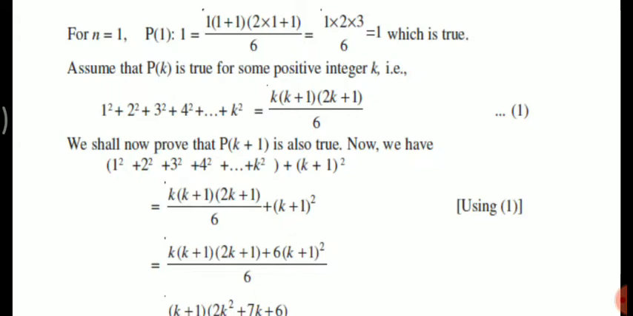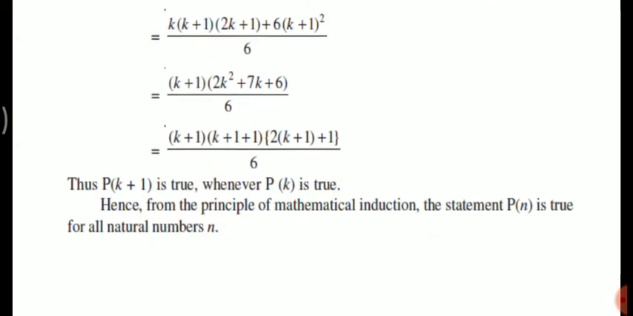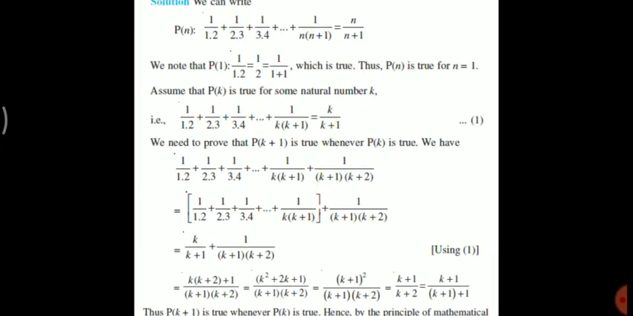Now we shall prove it for k plus 1, so one more term is added, that is (k plus 1) square. Since we know that 1 square plus 2 square up to k square is given, this sum can be equated to k times (k plus 1) times (2k plus 1) by 6. Now we solve it and we get the result for k plus 1 also, so the result is true for k plus 1 also. So it can be proved that it is true for all natural numbers n.